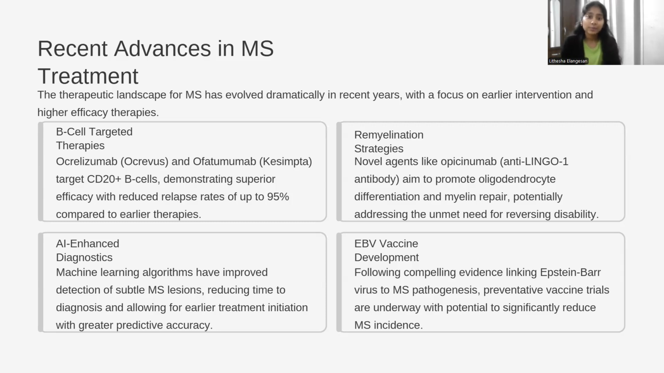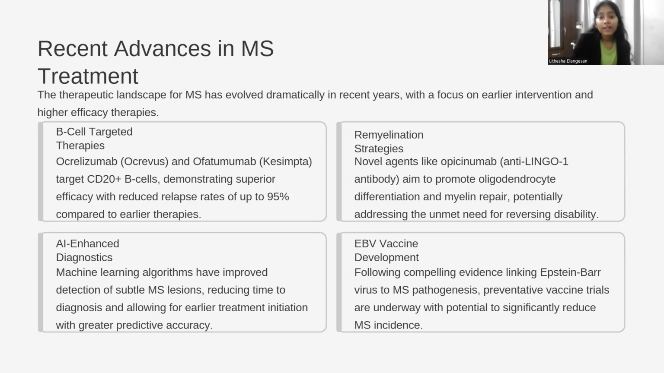Remyelination strategies essentially allow the formation of myelin where it's been destroyed. Novel agents have been used which aim to promote oligodendrocyte differentiation and myelin repair. So on the cells where the myelin has been destroyed, the myelin will be repaired. This can help reverse disability, so the person may not have to experience those symptoms.